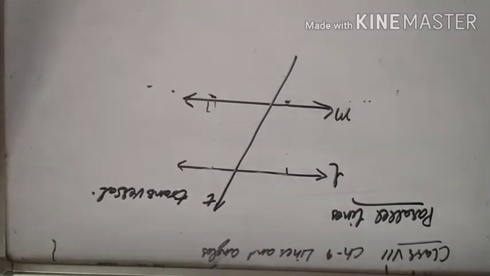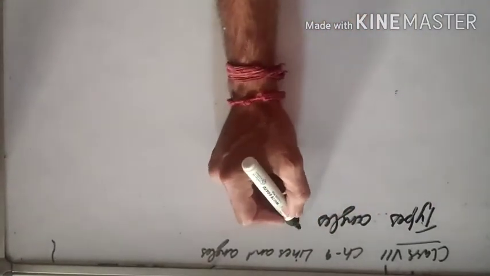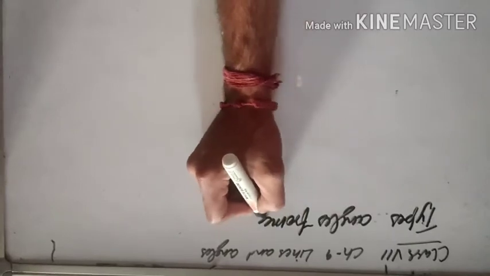Now there are some properties of a transversal, meaning the angles formed by a transversal. Let's see the types of angles formed by a transversal with two lines.